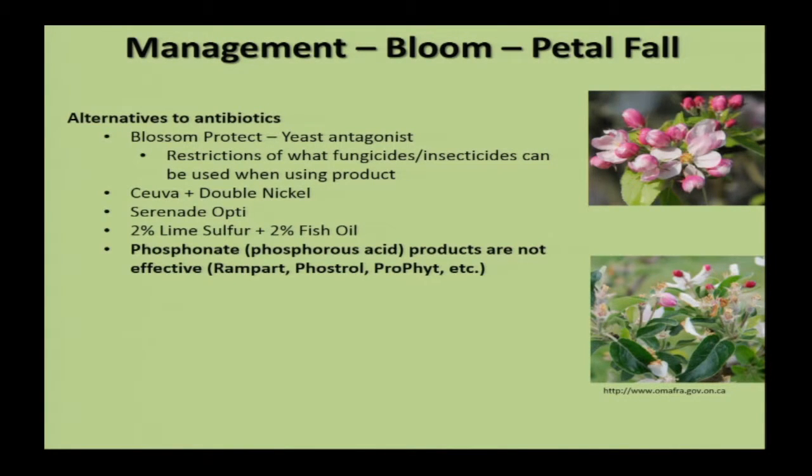The phosphonate products or phosphorus acid products like Rampart, Fostral, and Prophyte, we've seen in the field in our own experiments. We haven't seen these as being effective for managing fire blight. So I would discourage you from using those products in a blossom blight protection program.